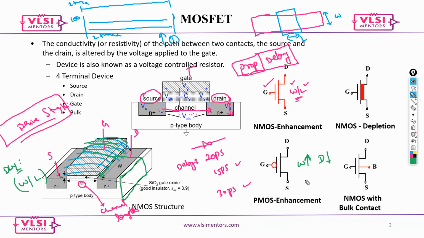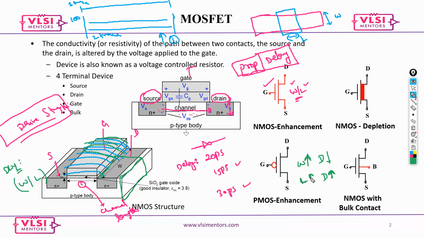Delay decreases. Okay, now when L is high, what actually happens to your delay? Delay increases. Directly proportional. Okay, so how does it increase? It will take more time for the electron to go from source to drain.